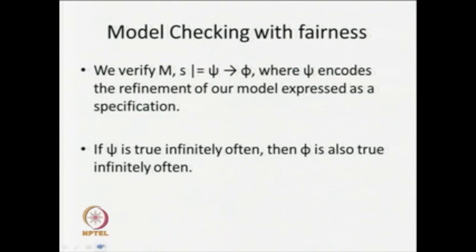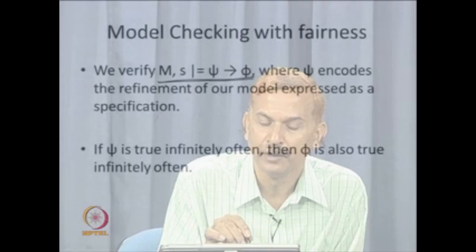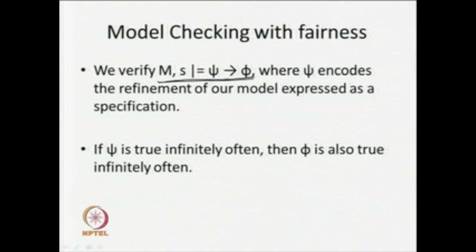In this particular case, what we can say is that if psi is true infinitely often, then phi is also true infinitely often. So, if psi is infinitely often false, then phi cannot be true. But if psi is true infinitely often, then we are going to say that phi is also true infinitely often. So, we are capturing this behavior with the help of this particular formula: model M models psi implies phi, where psi is the refinement of our model expressed as a CTL formula, and phi is the formula or the property that we are going to check in our model.